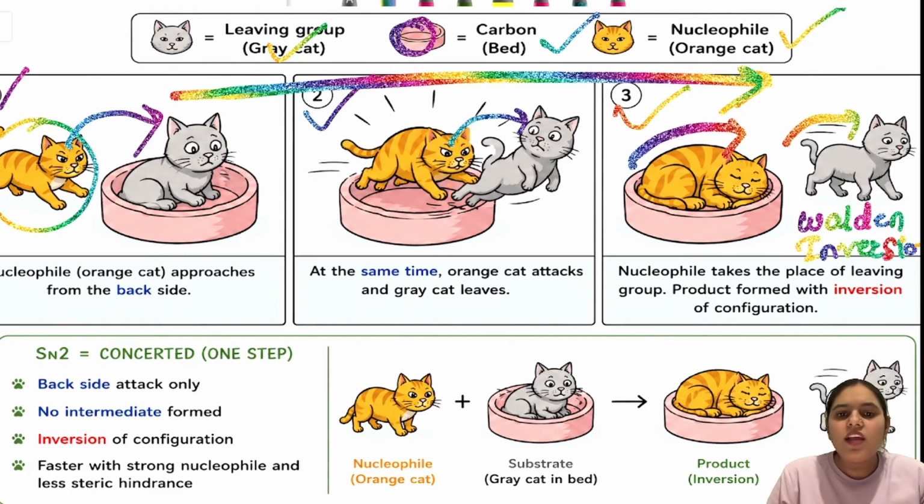The nucleophile always attacks from the backside. The product always shows inversion of configuration, and the reaction is faster with a strong nucleophile and a substrate with less steric hindrance, such as a primary alkyl halide. So this is one step. Backside attack is the defining feature of the SN2 reaction. Okay, so this is all about the SN2 reaction.